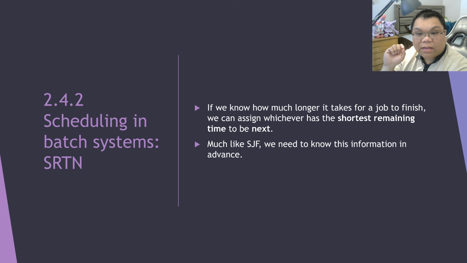There's a similar scheduling algorithm. If we know how much longer it takes for a job to finish, we can instead assign whichever job has the shortest remaining time next. And much like SJF, we need to know this information in advance. So if two processes arrive and we know the first process only needs to do like 5 milliseconds worth of work, and the next one needs to do like 3 milliseconds worth of work. If we know this information in advance, then we'll just let the 3 millisecond process run next.